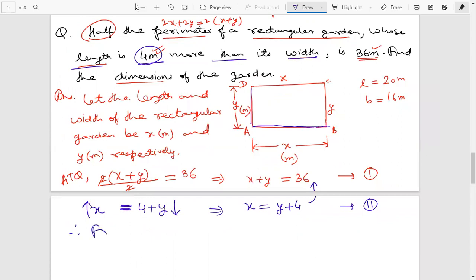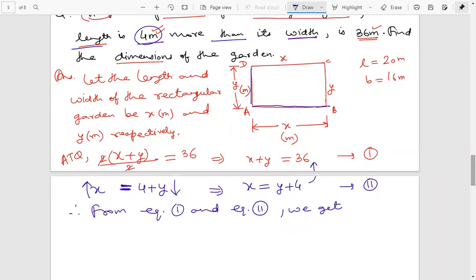We can write, from equation 1 and equation 2, putting the value of x from equation 2 in equation 1. We get: say the first one, x value we have to put y plus 4. So y plus 4 plus y, because x plus y equal to 36. So x plus y, x is y plus 4. So y plus 4 plus y equal to 36.